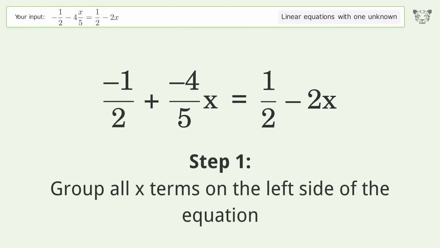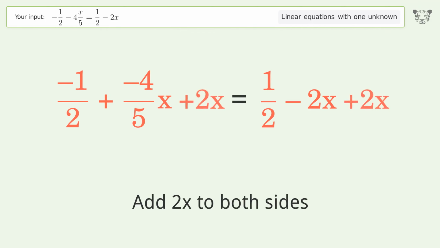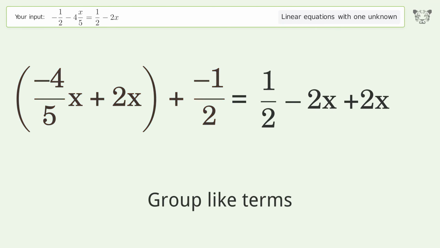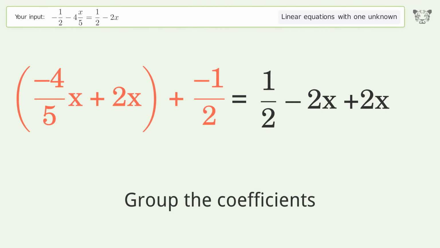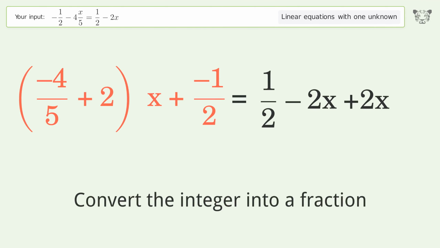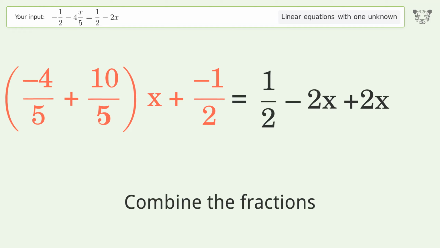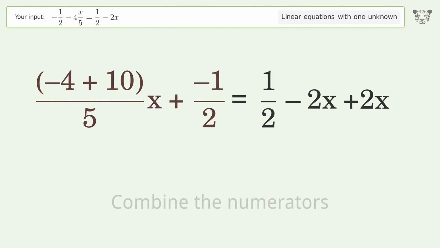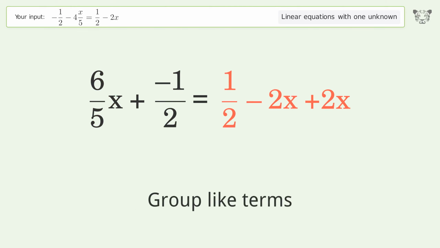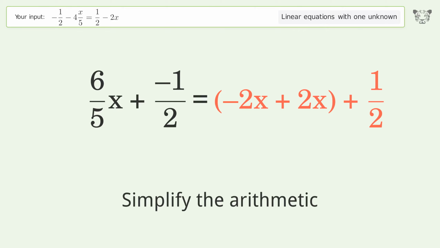Group all x terms on the left side of the equation. Add 2x to both sides. Group like terms. Group the coefficients. Convert the integer into a fraction. Combine the fractions. Combine the numerators. Group like terms. Simplify the arithmetic.